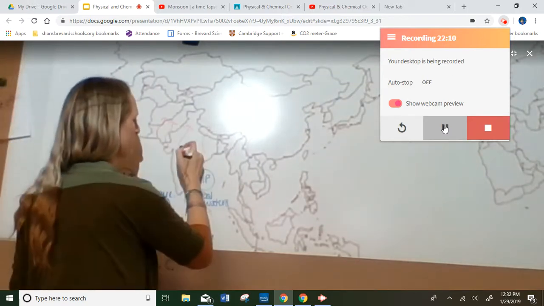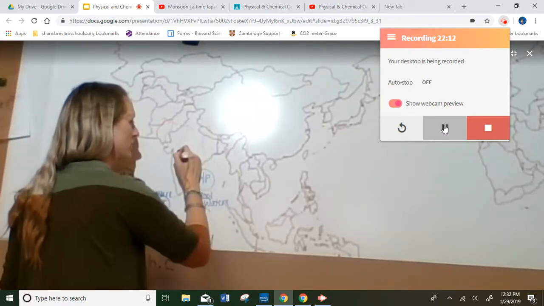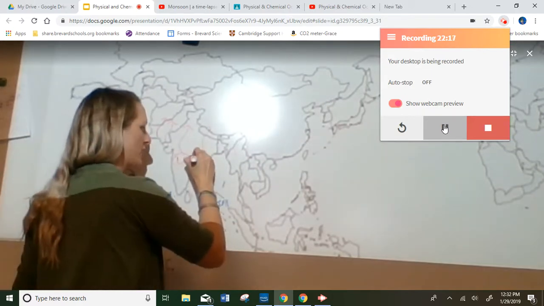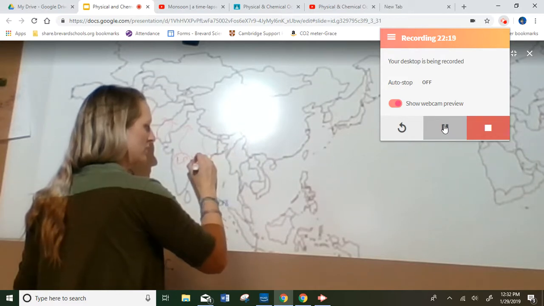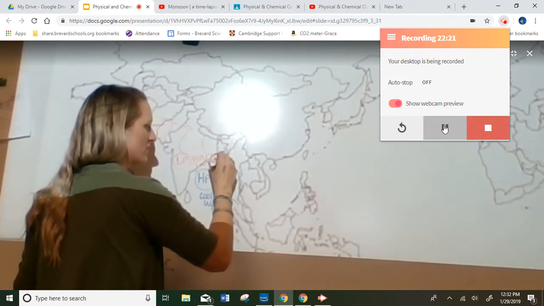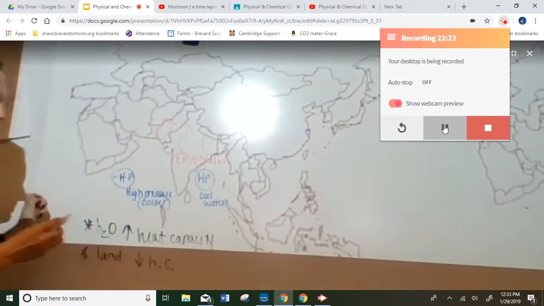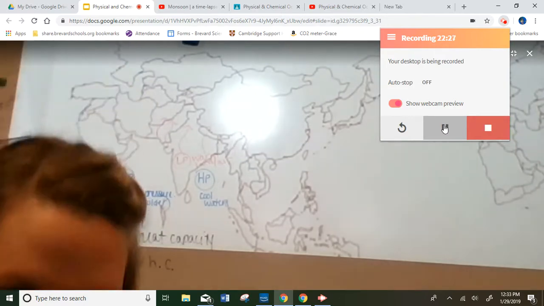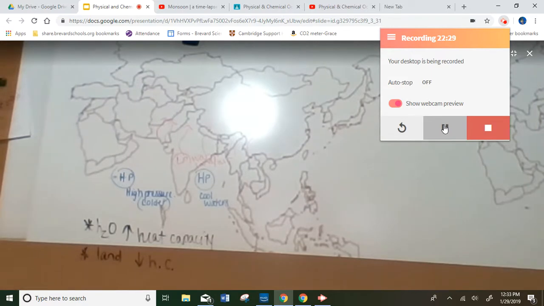Over here, where air is rising, I'm going to put LP, low pressure. We're going to have warm land and air. Sorry, that red is a little dull. Warm land and air.